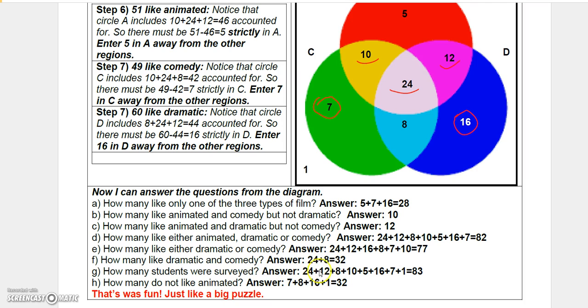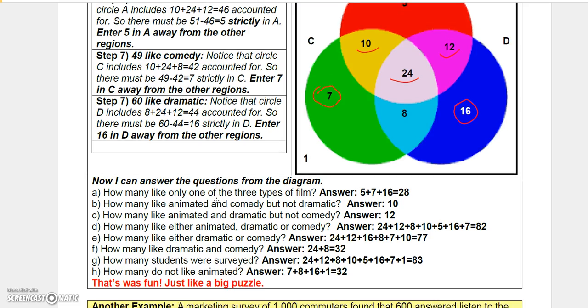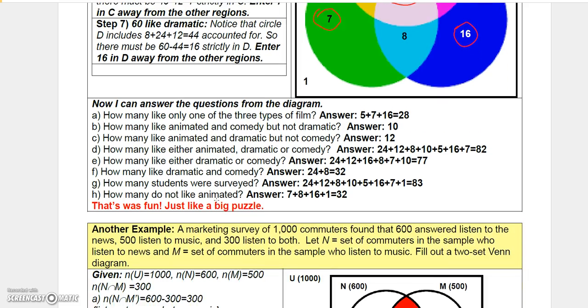And how many students were surveyed? Just add all the numbers up, and don't forget to add this 1 here, and you'll get 83. And how many do not like animated? Well, you just pick all the numbers that aren't in the animated circle, so that would be the 7 here, the 8 here, the 16 here, and then the 1 that's out here, do not like animated. So that's an example of a 3-set Venn diagram.